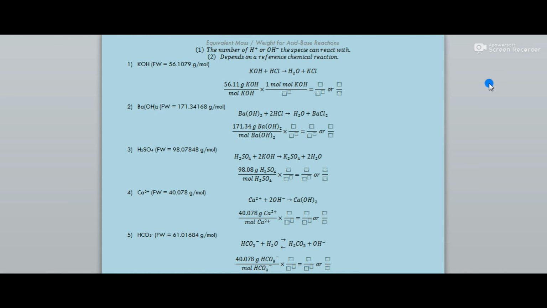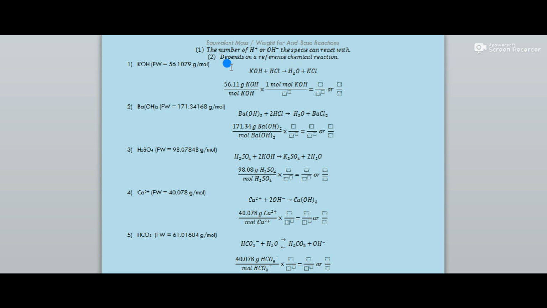Equivalent mass or equivalent weight for acid-base reactions. Equivalent mass or weight depends on the number of hydrogen ions, hydronium ions, or hydroxide ions the species can react with. The species we're talking about could be a strong base, a strong acid, an ion, or a salt for this specific example. Also, we need a reference chemical reaction, particularly acid neutralization reactions.